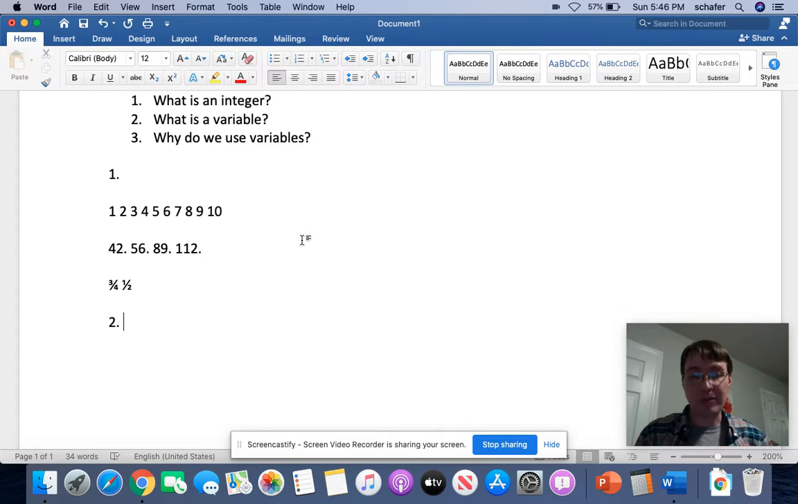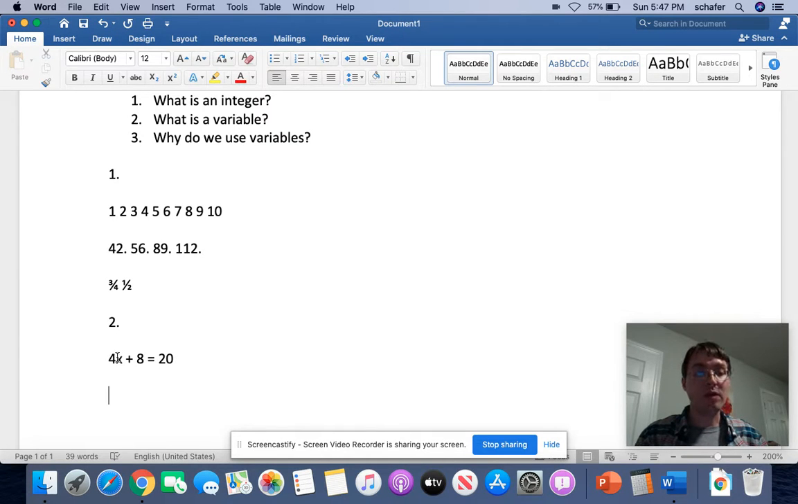Which leads us to question number 2, what is a variable? Now, y'all see variables all the time in problems like this. 4x plus 8 equals 20. The x is our variable. A variable is a placeholder for a number that we don't know yet. In this equation, we have some things coming together to make the number 20. That's what this says. 4 x's plus 8 come together and make the number 20.